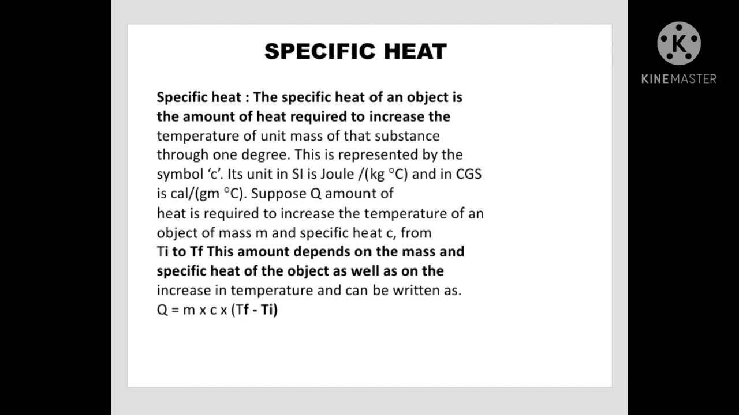Students, I will repeat the formula. Q equals M multiplied by C multiplied by delta T. Here Q is the amount of heat required to increase the temperature. M is for mass and C is for specific heat, and delta T is split into two, final temperature minus initial temperature. So students, this was all about the formula of specific heat.